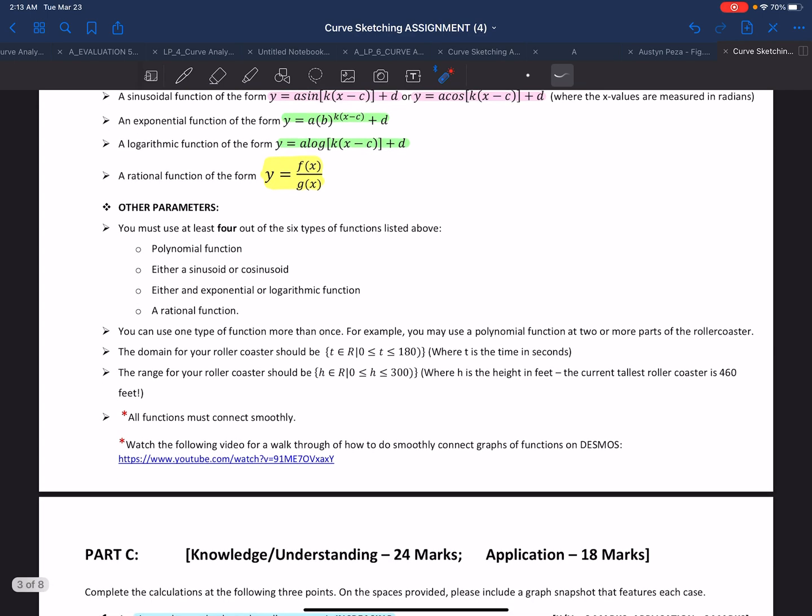Now, this is probably the most challenging part of this portion of the assignment. All functions must connect smoothly. And in order to assist you with this, I have created a tutorial for you to learn from about how to connect the functions with no interruptions or as smoothly as possible.